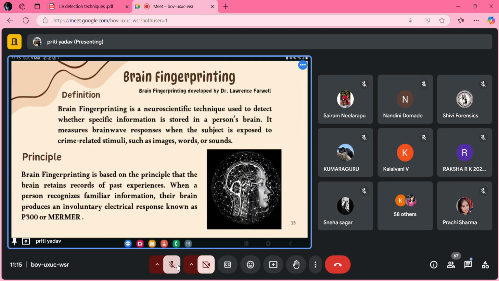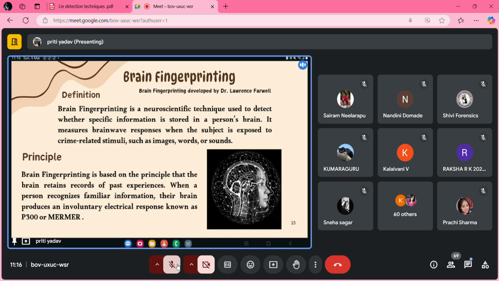Moving on to the next technique, brain fingerprinting. This was developed by Dr. Lawrence Farwell. Brain fingerprinting takes lie detection a step further by directly analyzing brainwave activity. Like, if someone has seen a crime scene or a weapon before, their brain involuntarily reacts when shown related stimuli such as images, audio, or words. Unlike polygraph, this technique is based purely on neuroscience, making it harder to manipulate.